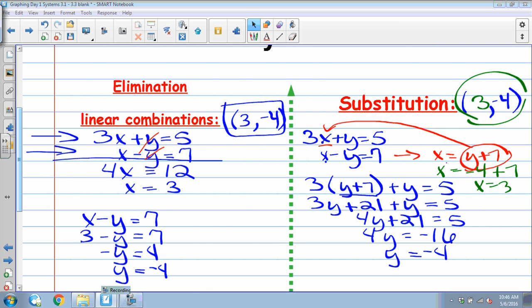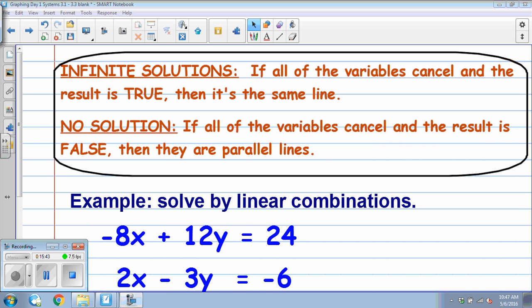Okay? If you have two linear equations and you use the elimination method, where you're combining both of the linear equations, if both of the variables cancel, your x cancels and your y cancels, and your resulting statement is true, you'll have a constant equal to a constant. If it's 0 equals 0, if it's true, then your answer is infinite solutions, because they're the same line. That means your slope and your y-intercept were both the same. So they're the same line.